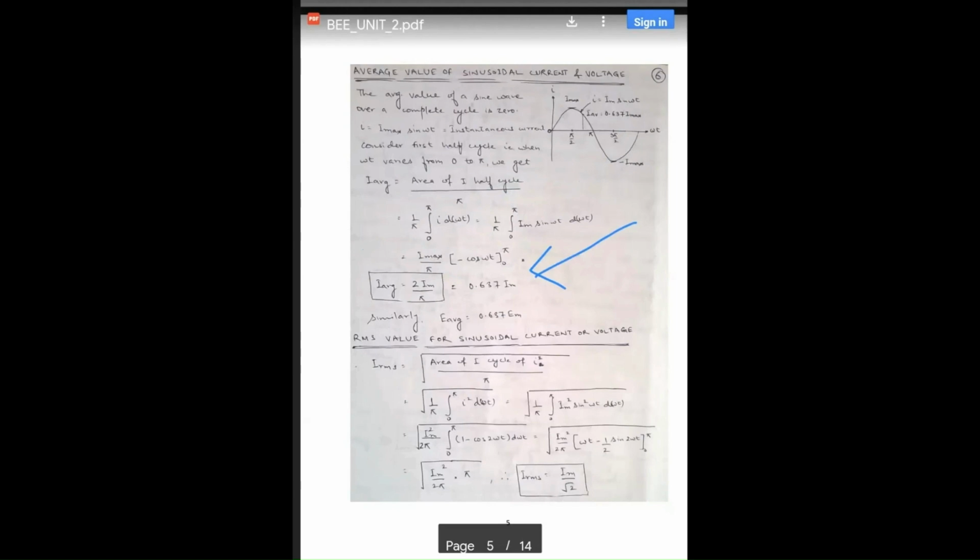Similarly, if we are replacing this current by EMF or voltage, the same results will be produced. Okay.